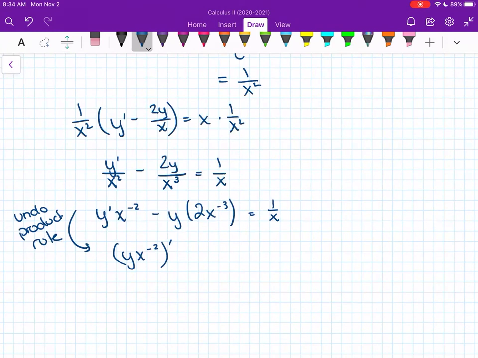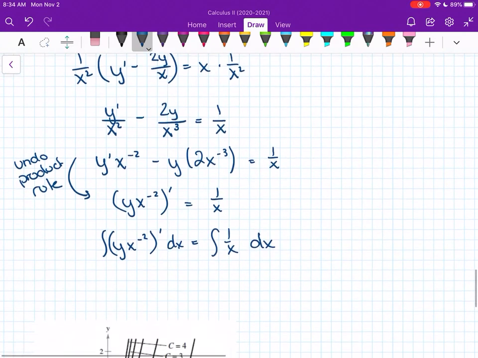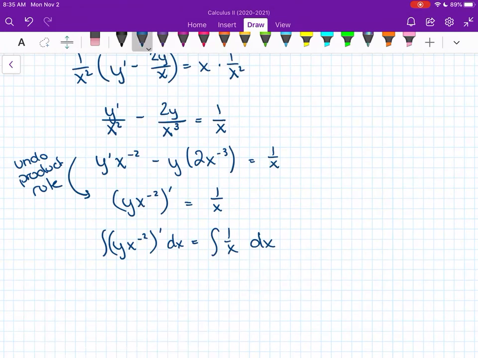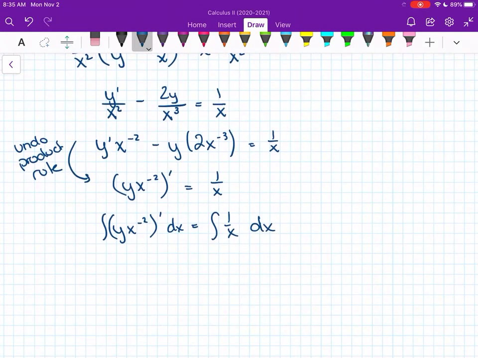Okay, so undo that product rule. This is going to be a trick you're going to need to do in your homework, all right? And on the other side, I have 1 over x. Go ahead and take the integral of both sides. Oops, I forgot the dx. So when I take the integral of both sides, I just get y times x to the negative 2 equals natural log of x plus c. Once again, we already know x is greater than 0, so I don't need that absolute value.